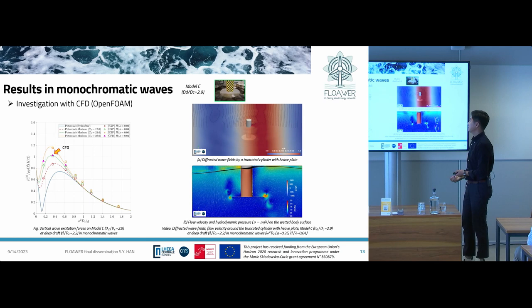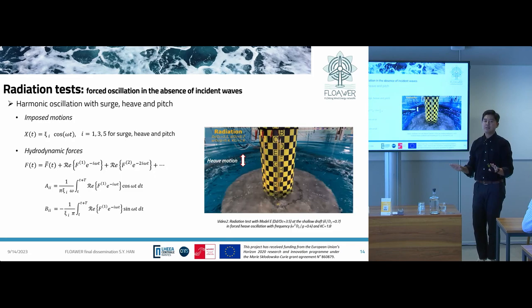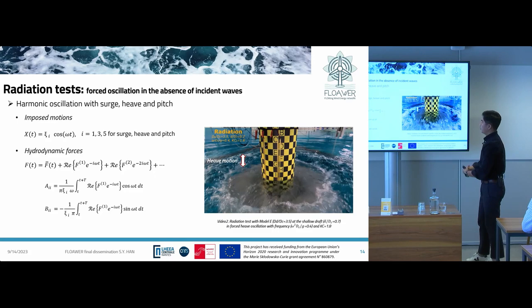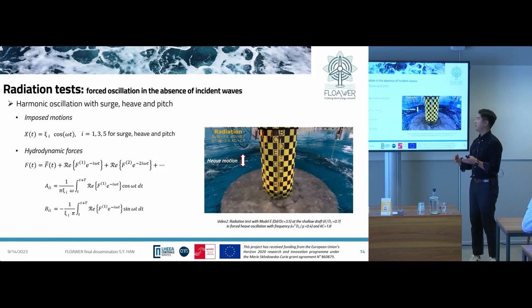And let's move on to the radiation. This video is an example of the radiation test, imposing motion in the heave direction only in the absence of incoming waves. So we only have the radiated waves around the structures, and this is the configuration with the largest heave plate at the shallow draft. That's why we have huge and strong free surface and heave plate interaction in the video.